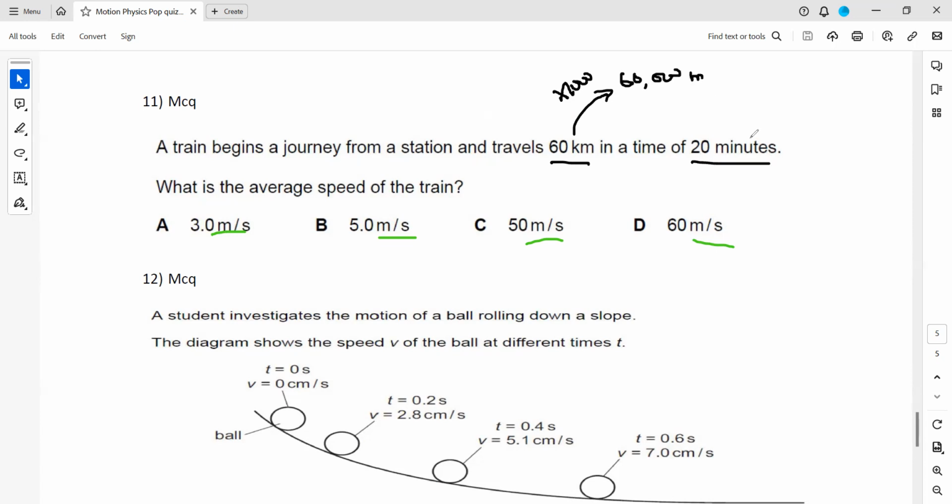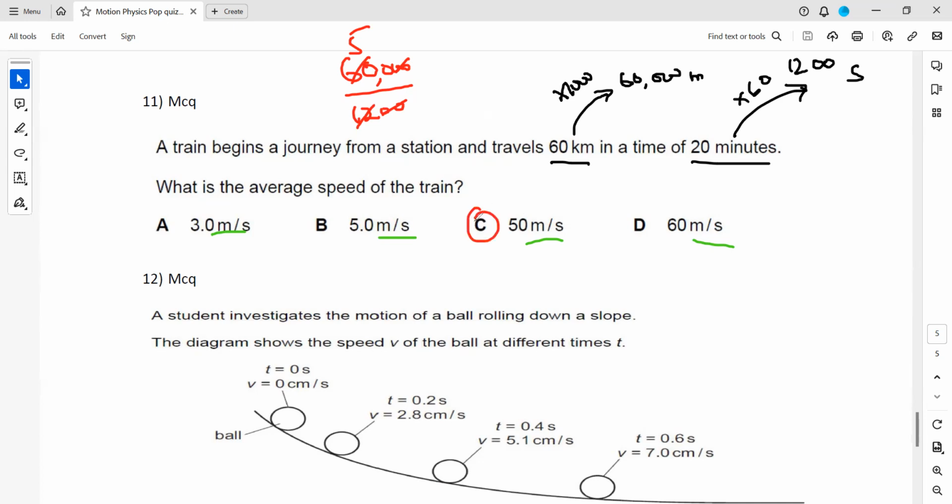The time is given in minutes. You have to convert into seconds. So to convert minutes into seconds, we multiply by 60. So it will be 6 multiplied by 2, 12, so it will be 1200 seconds. So to get an average speed, it will be 60,000 divided by 1200. So 0 will cancel with 0, 12, and this will be 5. So we are left with 50 meter per second.